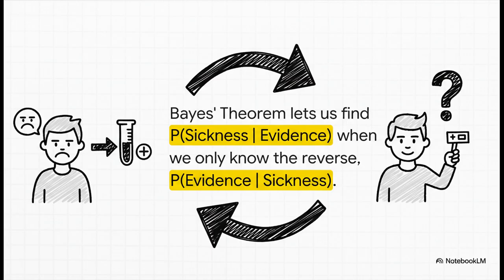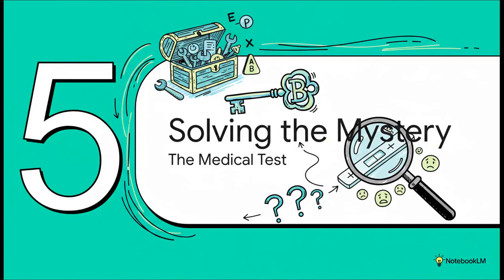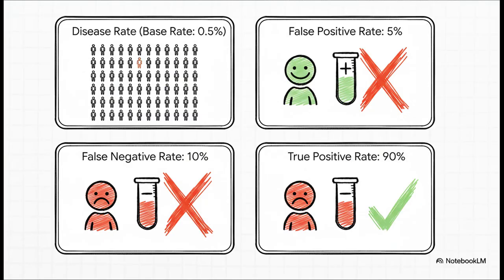Bayes' theorem is the engine that lets us flip that question around to get the answer we actually need. All right, we have built our toolkit. We've got conditional probability, we have our master key, Bayes' theorem. Now let's circle all the way back to that scary test result, and let's solve this mystery once and for all. So the most important thing is to look at all the details, not just that vague 95% accurate line.